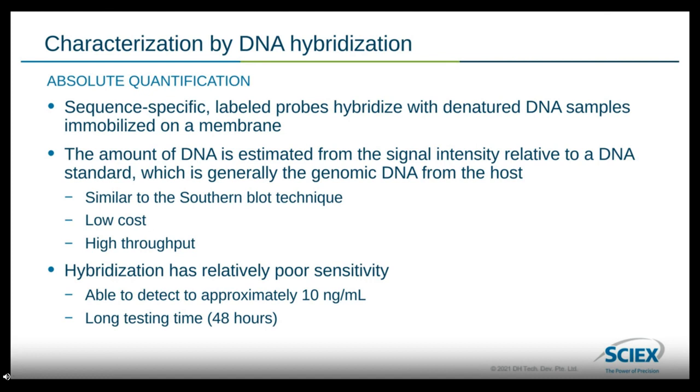The amount of DNA is estimated from the signal intensity relative to a standard, which is generally the same genomic DNA from the host. And the advantage here is that it's similar to a Southern blot, which is widely used among our peers. And so there's really no special training needed, and the cost is relatively low. And this can also estimate the size of DNA, because you can electrophorese the DNA prior to blotting across your standards of different size range.